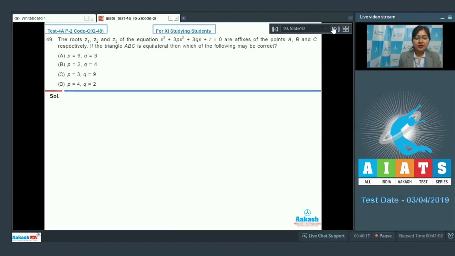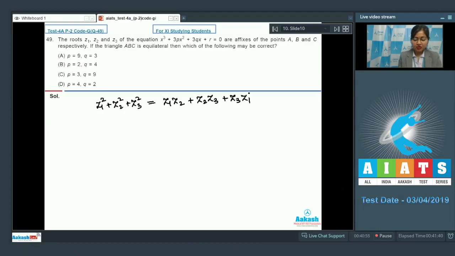Next is question number 49, which says that the roots z1, z2, z3 of the equation x cube plus 3p x square plus 3qx plus r equal to 0 are affixes of the points A, B and C respectively. If the triangle ABC is equilateral, then which of the following may be correct? Now, for an equilateral triangle which has the vertices as z1, z2, z3, we know directly the condition that z1 square plus z2 square plus z3 square is equal to z1 z2 plus z2 z3 plus z3 z1.